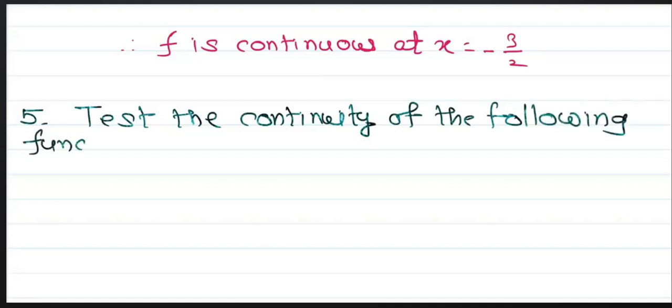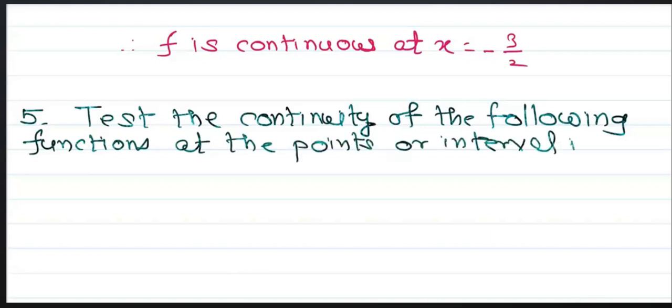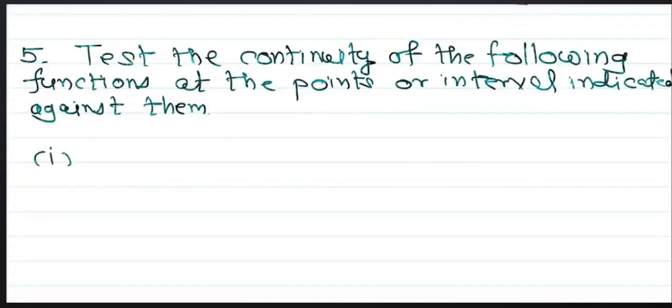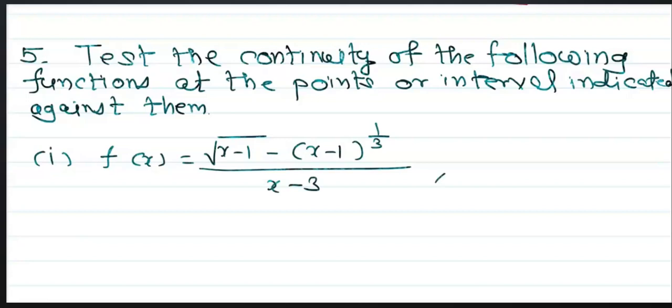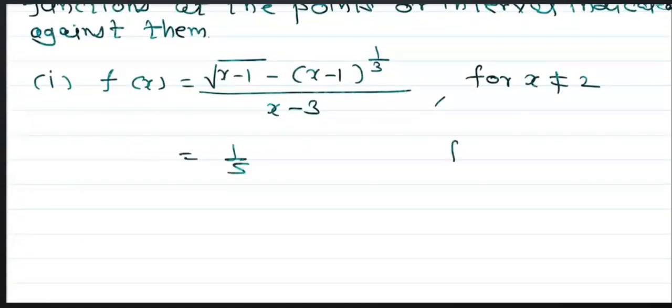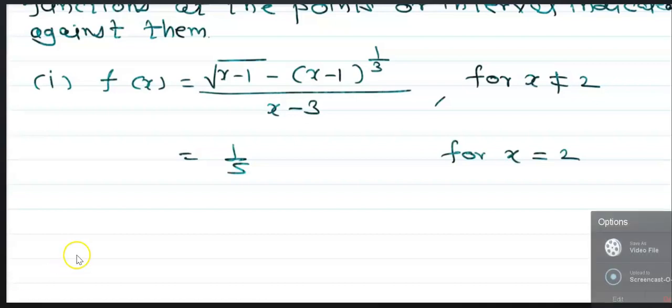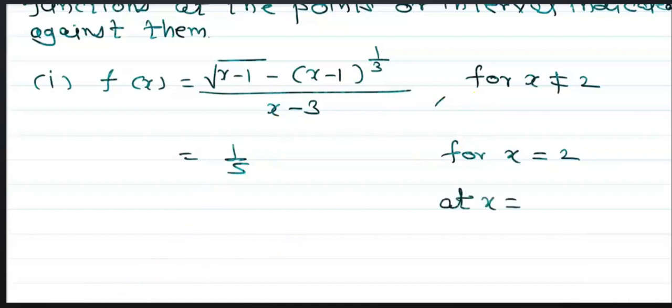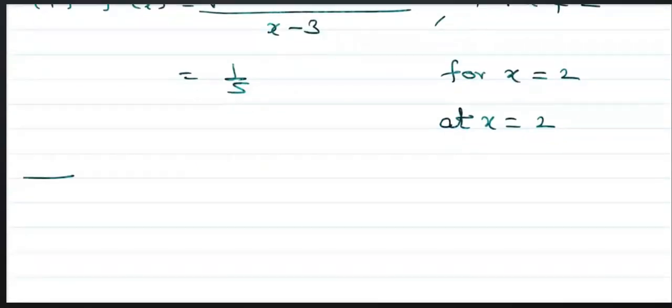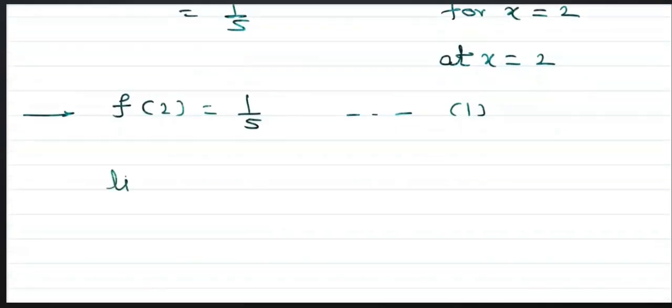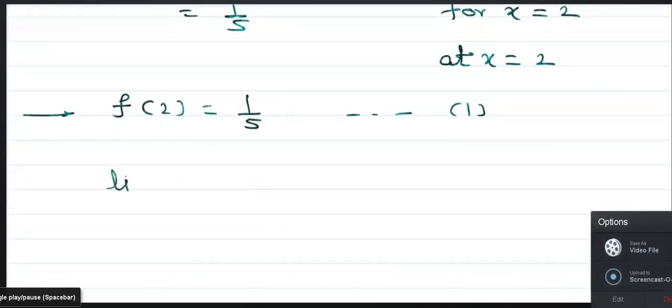Question number 5. Test the continuity of the following functions at the point or interval indicated against them. First, f of x is equal to (square root of x minus 1 minus (x minus 1) raised to 1 upon 3) upon x minus 2 for x is not equal to 2, and equal to 1 upon 5 for x is equal to 2, at x is equal to 2. We want to check the continuity. Now the value of the function f of 2 is equal to 1 upon 5.